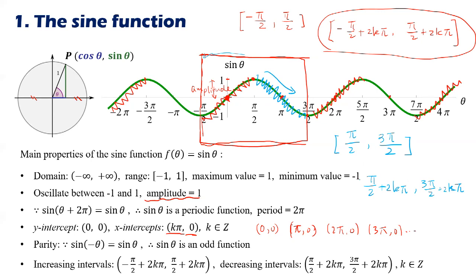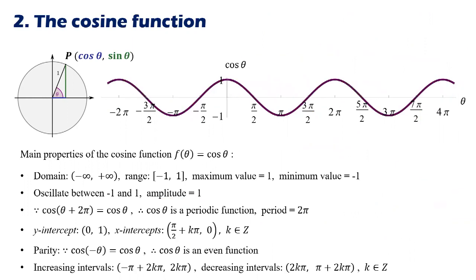So this means all the decreasing intervals can be expressed as this, where k belongs to the integer set. You understand? This is a main feature of the sine function. Any questions? No? Okay, so next let's have a look at the cosine function.